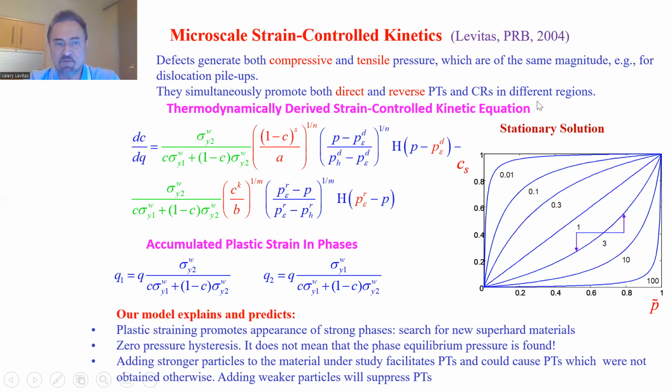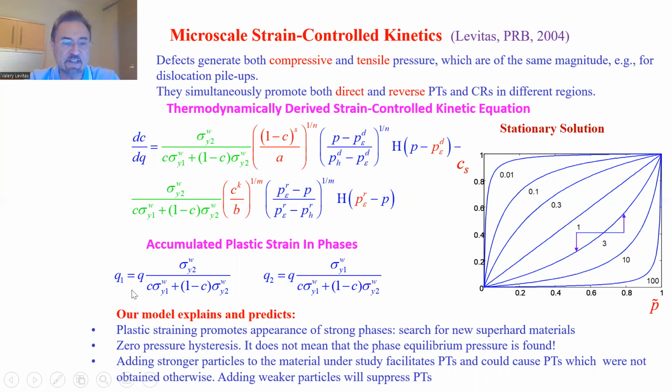Also, nucleation was barrierless. We don't need to wait for thermal fluctuations. That is why time is not a parameter, and accumulated plastic strain plays the role of a time-like parameter. This is for direct phase transition, and for reverse phase transition. And finally, plastic strain localizes in a weak phase.